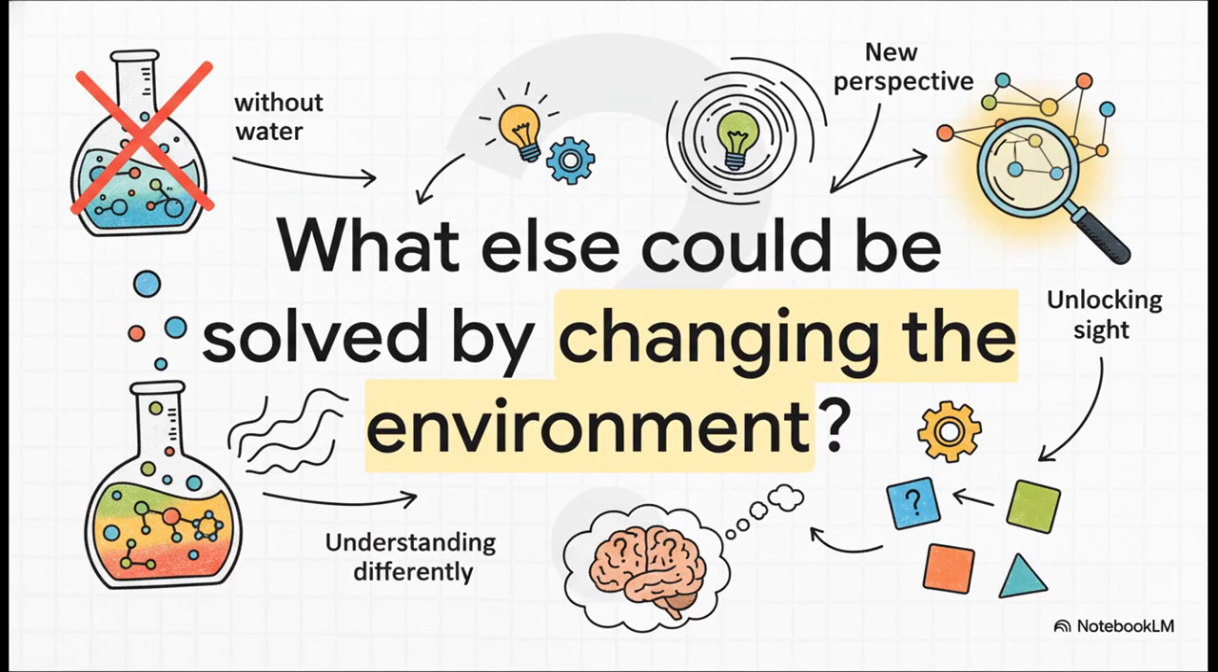You know what's really fascinating about all this is that it points to a much bigger idea, something that goes way beyond chemistry. Sometimes, the best way to solve a tough problem isn't to mess with the thing itself, but to completely change the environment around it. By getting rid of water, chemists found a whole new way to see things. It really makes you wonder, doesn't it? What other huge problems could we solve just by changing the environment?